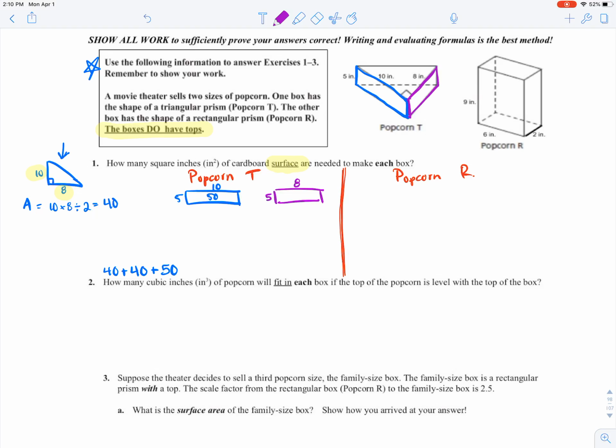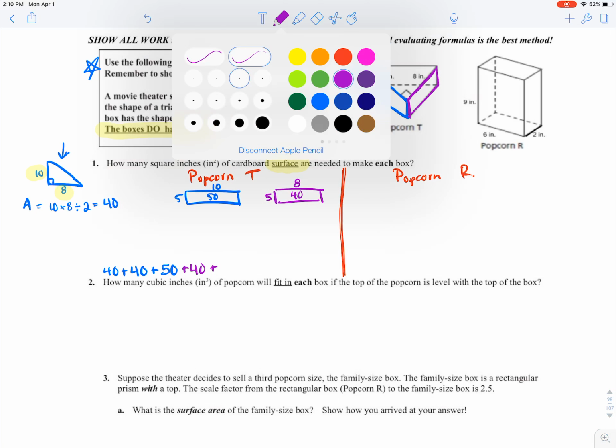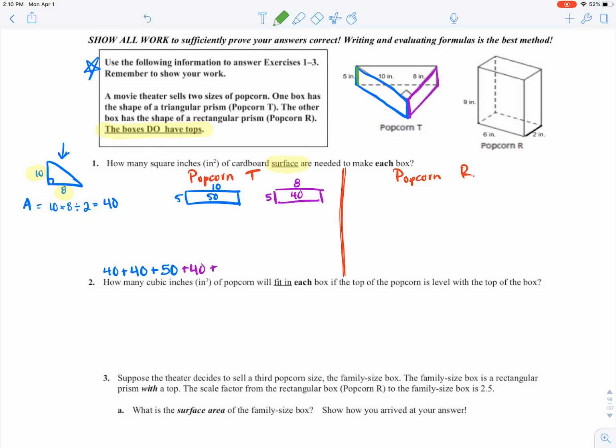So now I have an 8 by 5 rectangle, and therefore the area is 40. So I'm going to add another 40 here into my expression. And let's see, I have one more rectangle, it looks like. I'm going to do that in green. That's going to be the rectangle in the very back.